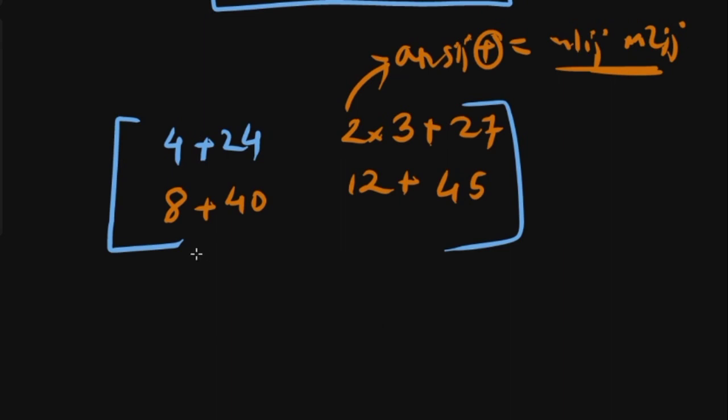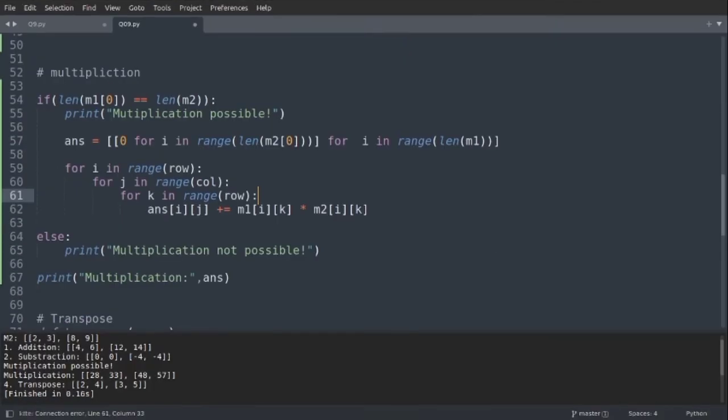Let me just see. So 28, and this is 48, and this is 2 3 is 6, 6 plus 27 is 33, and 45 47 57. Maybe there is some issue. Answer is a bit different there. Let's just see. So here where is the issue? M1 M2 length checking, correct, multiplication possible, answer. Yeah, row column row. Okay, so here is the issue.